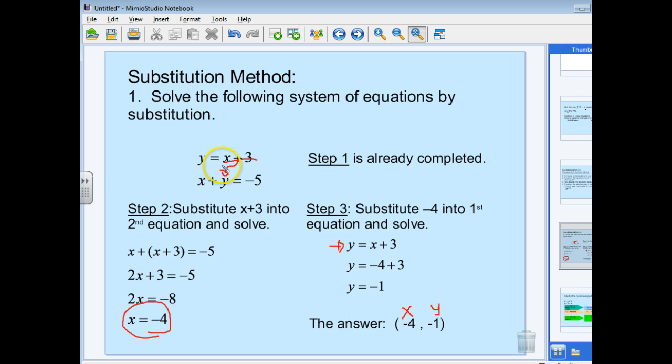Now we can always go back and double check our solution by plugging it into the equations. So here we have y is negative 1 and x is negative 4. Negative 4 plus 3, we do indeed get negative 1, so that checks out. Let's try the second equation. We have negative 4 plus negative 1, and that is equal to negative 5, and that one also checks out.